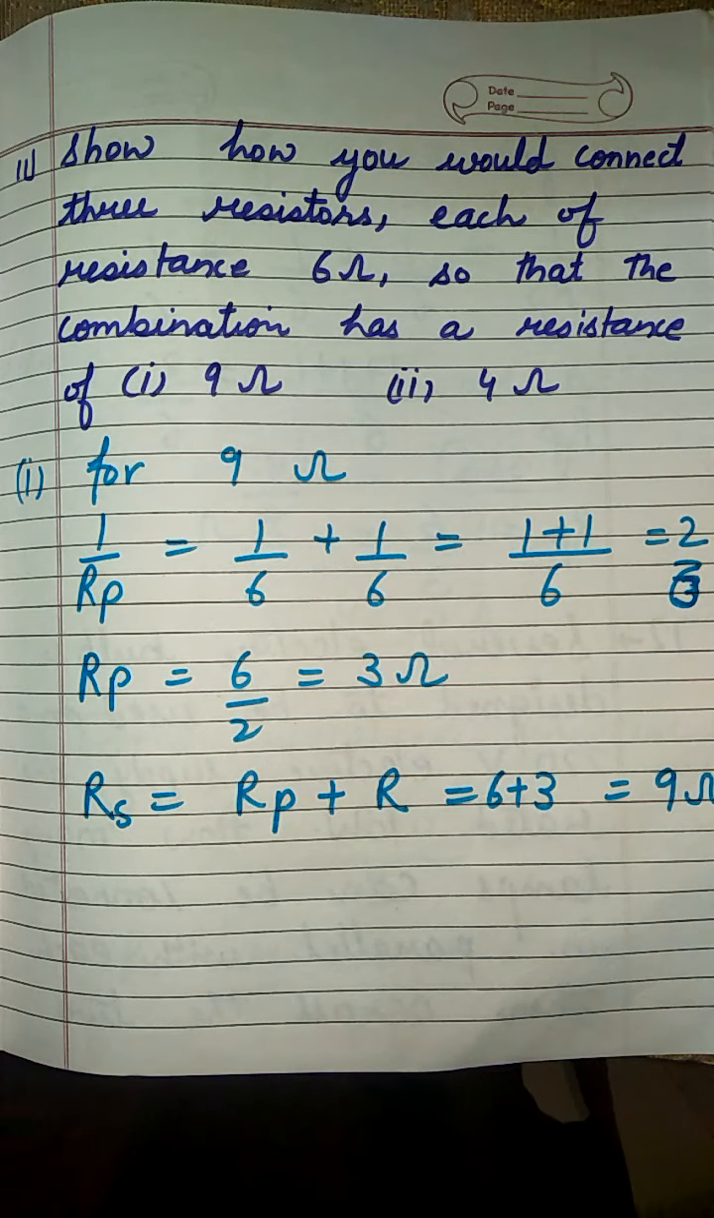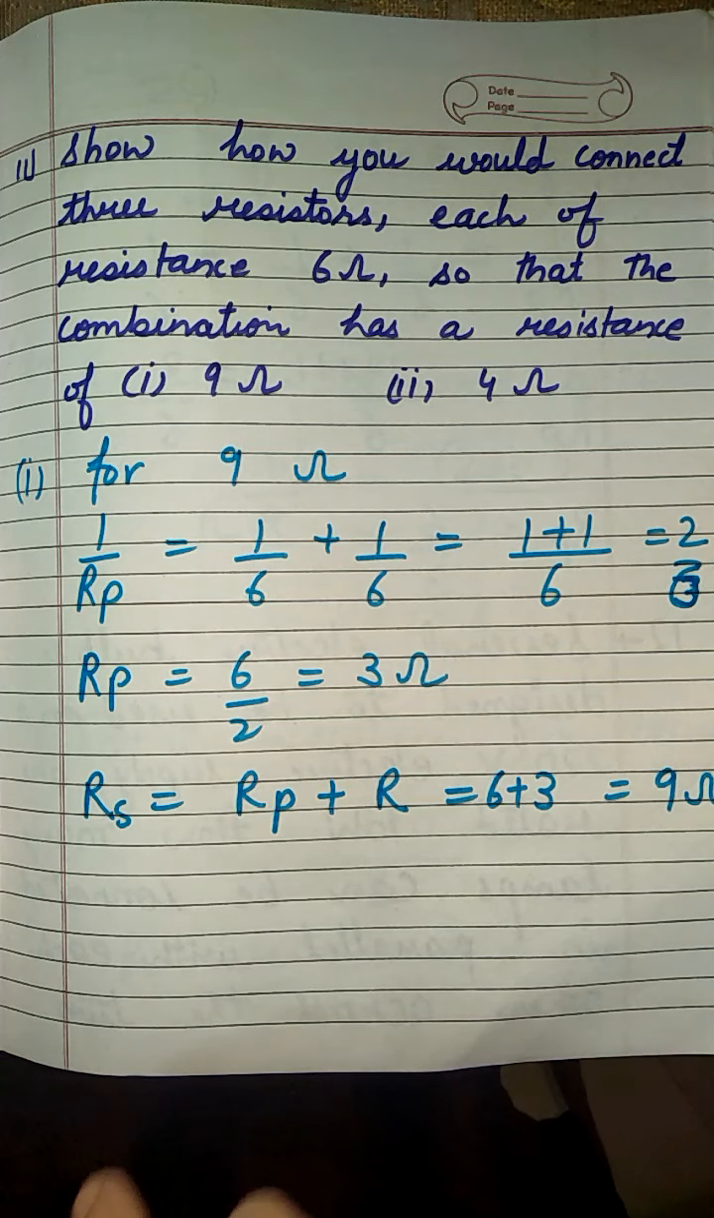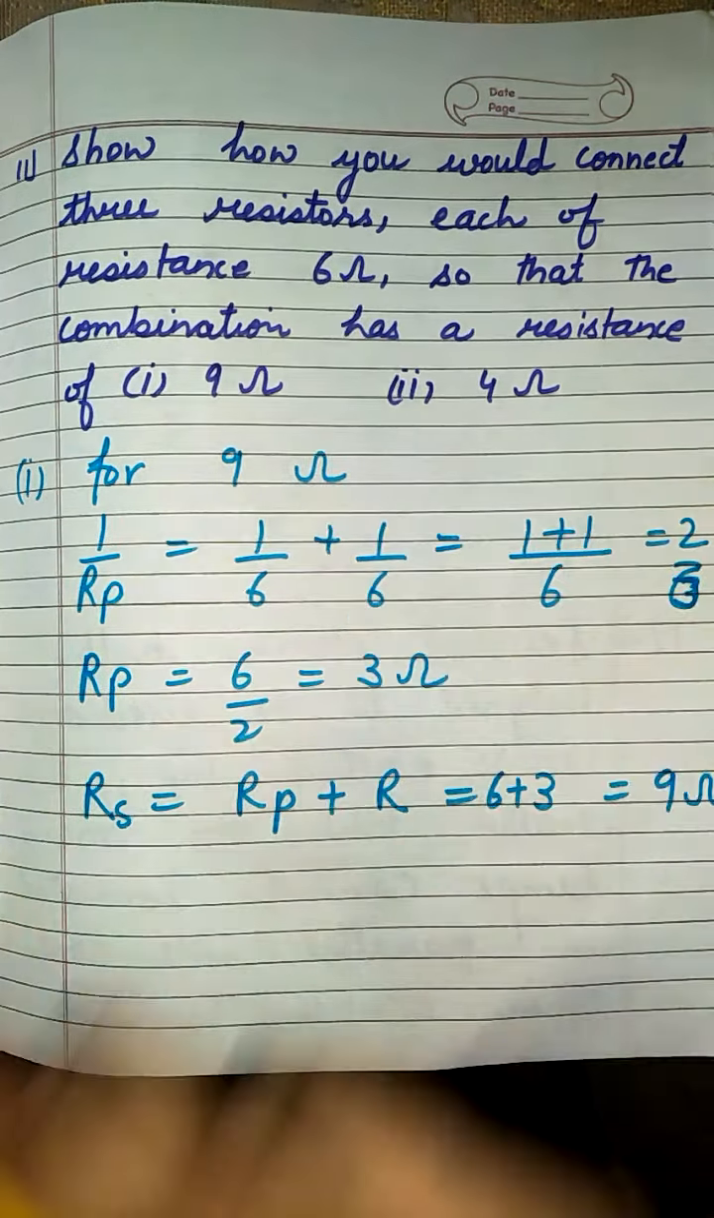Then this question has been done earlier also. This is the hit and trial method. You have to connect the 3 resistors, all of them having value 6 ohm.